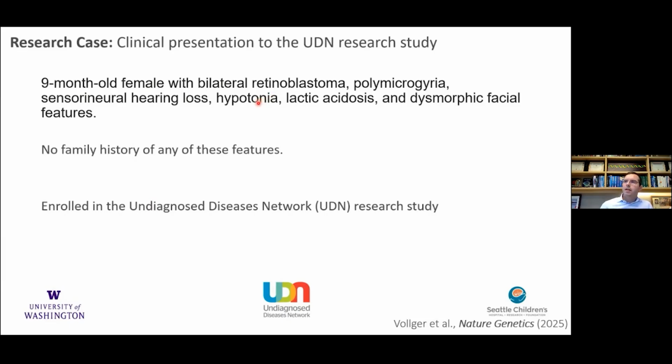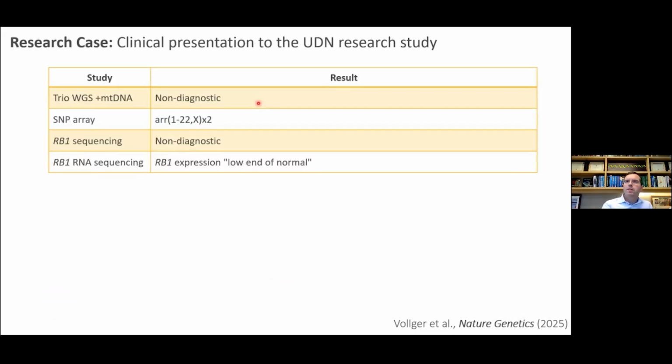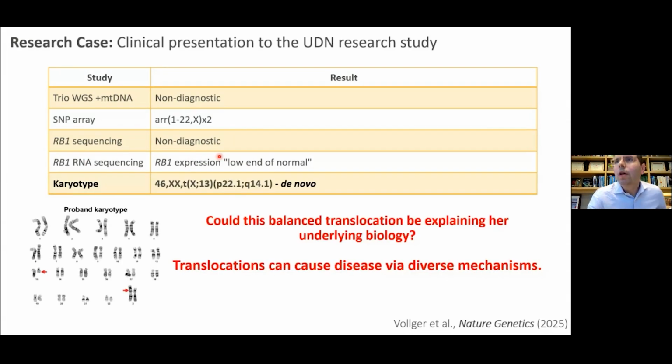There was no family history of these features, and genetic testing up to this point was non-revealing in terms of the mechanism by which this condition was being mediated, including sequencing of the RB1 gene, as well as RNA sequencing of the RB1 gene in the clinical setting, which showed maybe slightly lower RB1 expression. Prior karyotype of this individual did identify a balanced translocation involving chromosomes X and 13. And this was a question of whether this translocation could be mediating her disease.